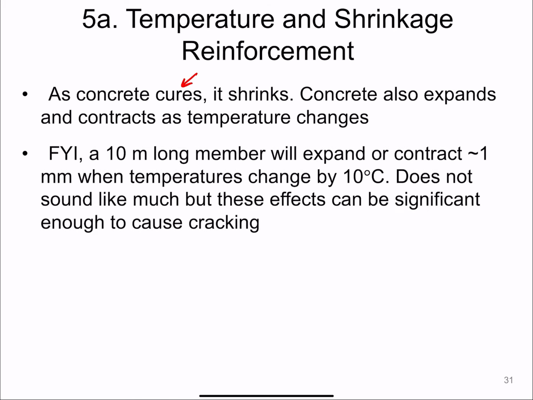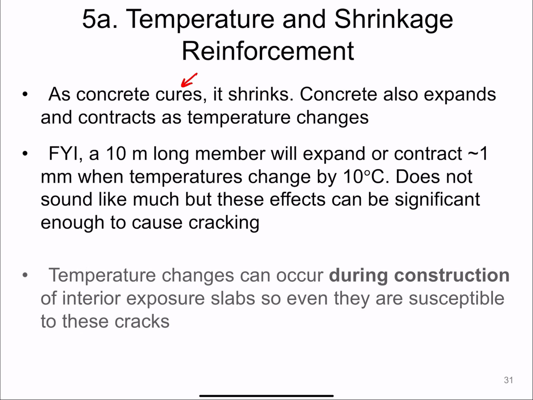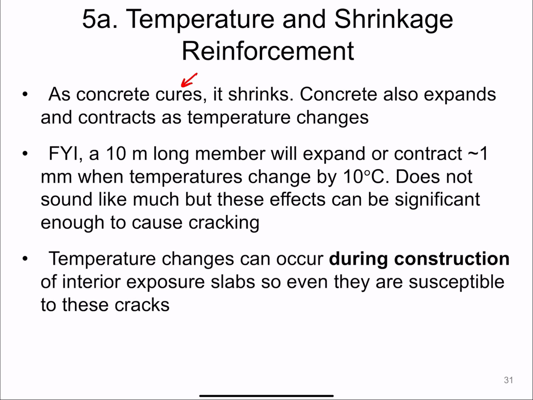Let's get a sense of how much. A 10 meter long member will expand or contract 1 millimeter when temperature changes by 10 degrees Celsius. That does not sound like much, but these effects can be significant enough to cause cracking. It's quite typical to see these cracks. Temperature changes can occur during construction of interior exposure slabs, so even those that are inside buildings are susceptible to this cracking.